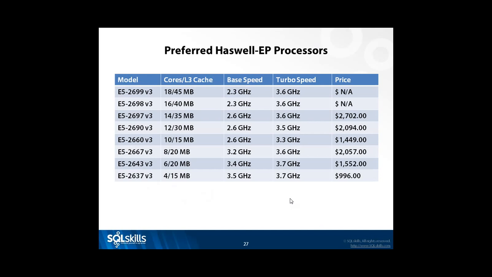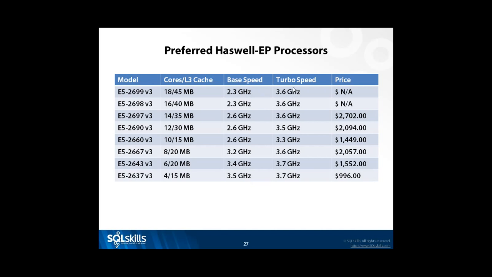So if you decide, well, we can only afford 4 cores, then you want this one. But if you need to go up to 6, you want this one. If you need to go to 8, you want this one, and so on. And what you might notice here is the 4-core processor has a base clock speed of 3.5 gigahertz, which is really fast, whereas the 18-core is only 2.3 gigahertz. And that's a pretty significant difference.